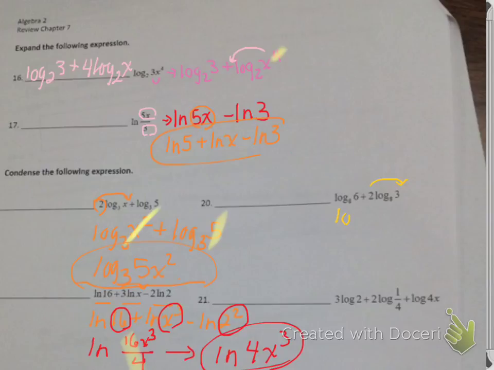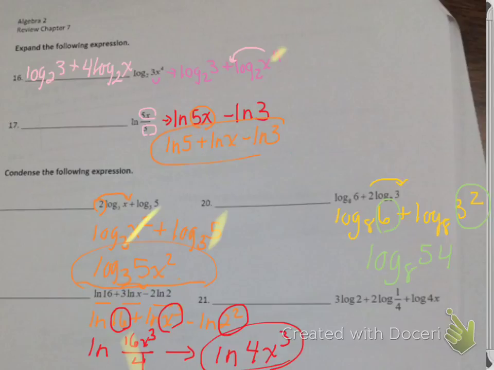So log base 8, I believe it is, it's not very clear, of 6 plus log base 8 of 3 squared. Now I'm going to take the 3 squared, and I'm going to take the 6, and I'm going to multiply them together, and that's 9 times 6, which is 54. So log base 8 of 54. And that's my final answer.